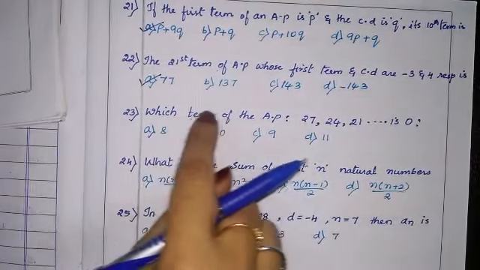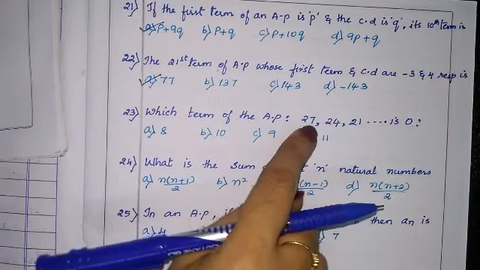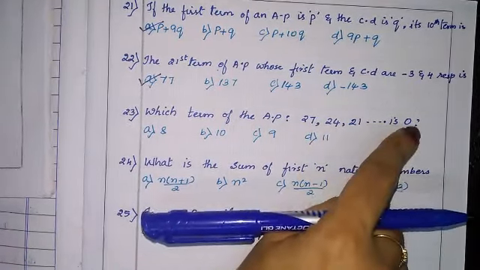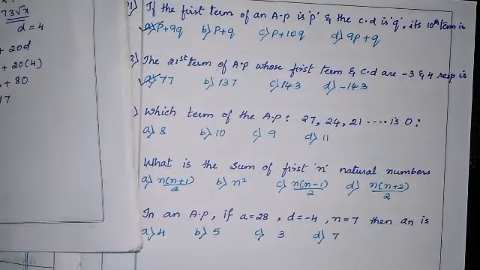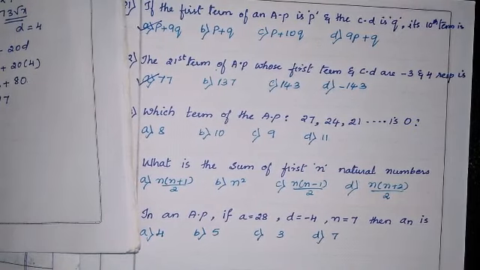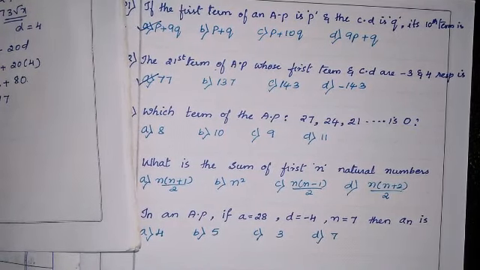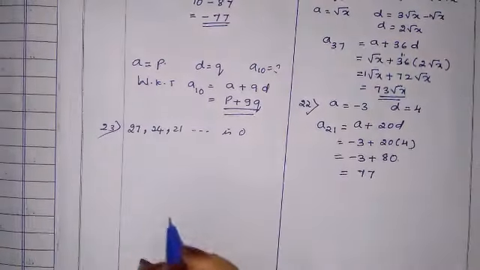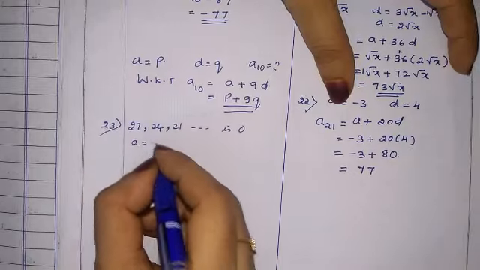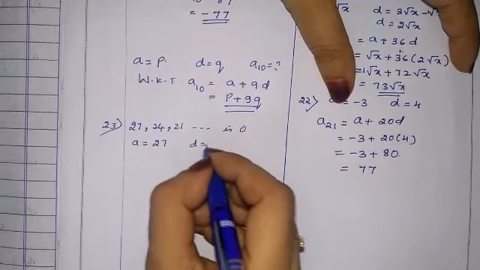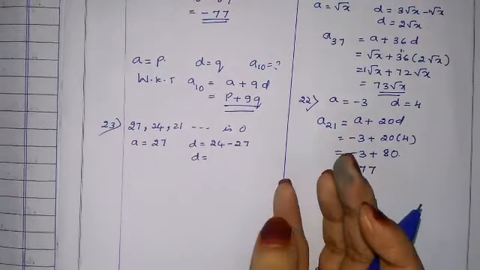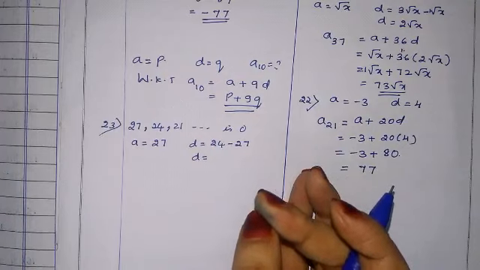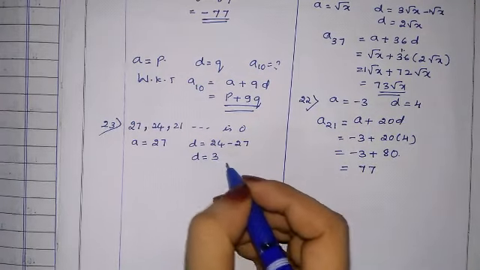Which term of the AP 27, 24, 21 is 0? Okay, which term of the AP is 0? What AP have they given? 27, 24, 21, and so on. Okay, the 23rd question. a is equal to 27, the first term. d is equal to 24 minus 27. 24, 25, 26, 27. 3, we got d.